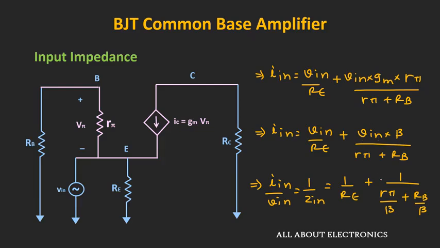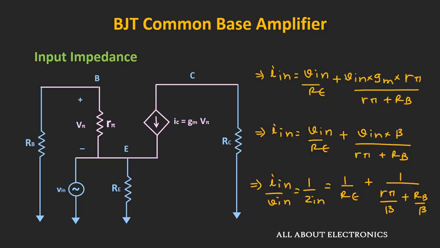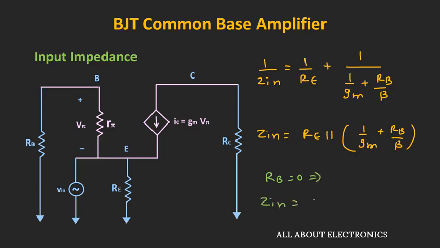So from this we can say that 1 over input impedance is equal to 1 divided by Re plus 1 divided by 1 over Gm plus Rb divided by beta, because this R pi divided by beta is equal to 1 over Gm. So from this we can say that this input impedance is the parallel combination of Re and the 1 over Gm plus Rb divided by beta, right? And if this base resistor Rb is 0, in that case this input impedance is the parallel combination of Re and the 1 over Gm.